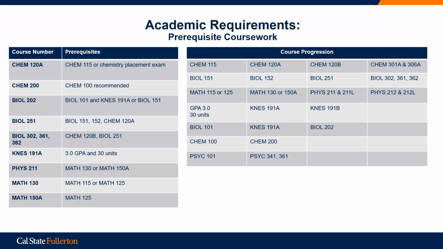If we're going to do our lower division microbio, I usually recommend doing Bio 101 first, then taking the Kinase 191A and taking the Bio 202. For our chem, again, strongly recommend that Chem 100, and then move on to Chem 200. And then for our psych courses, if you are doing the upper division abnormal and developmental here, you do first have to take Psych 101.